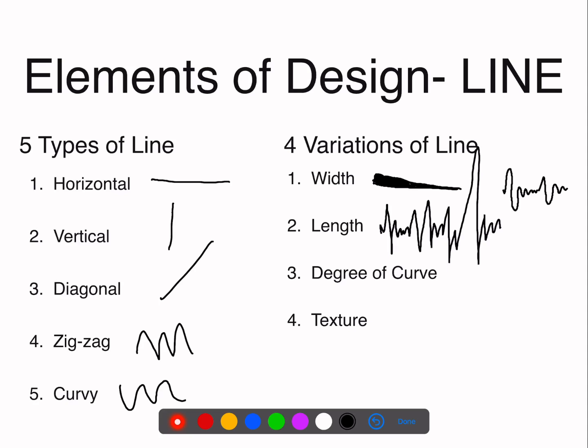The third way is you can change the degree of your curves or change the angle you're drawing your lines at. So for a zigzag, I can draw my zigzag lines at many different angles. Same thing with my curved lines. The last variation you can do to a line is by adding texture.